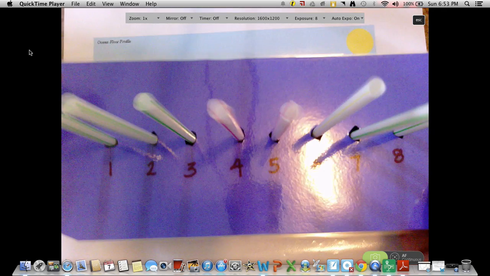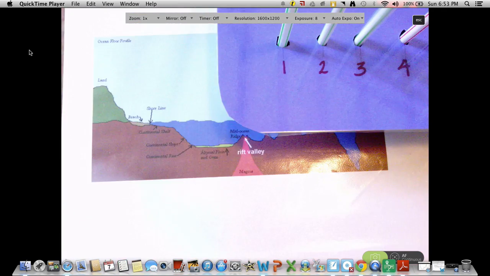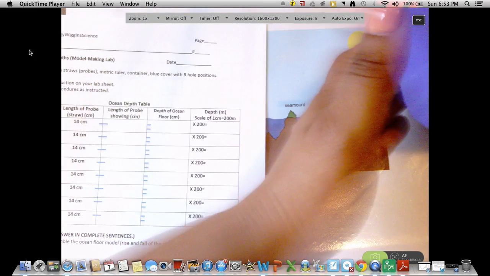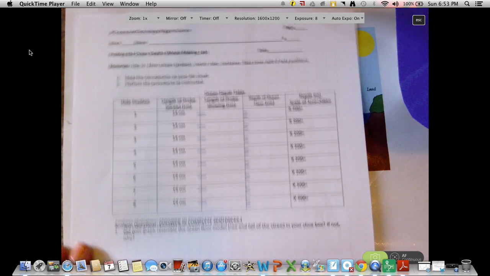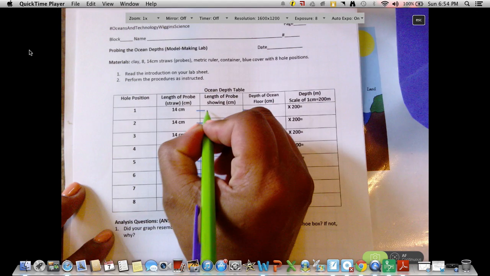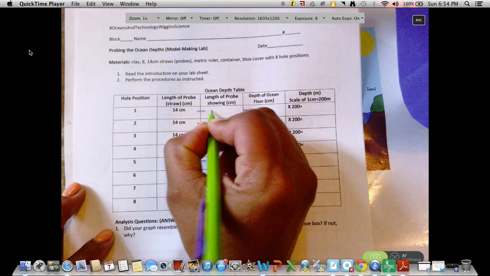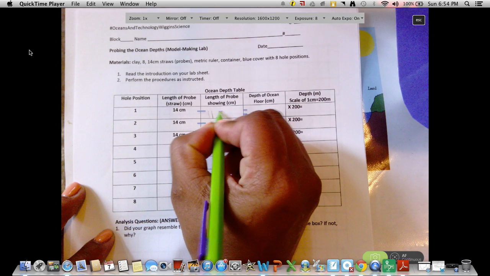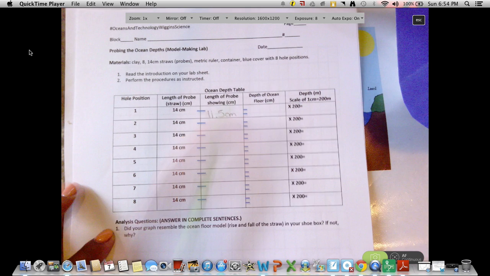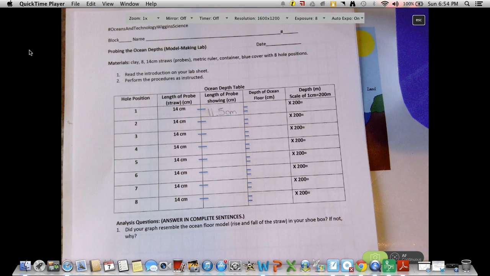So on our sheet, we are at position 1, and we have 11.5 centimeters showing for position 1. I'm going to do the same thing for all of the positions, and we're going to record that on here.